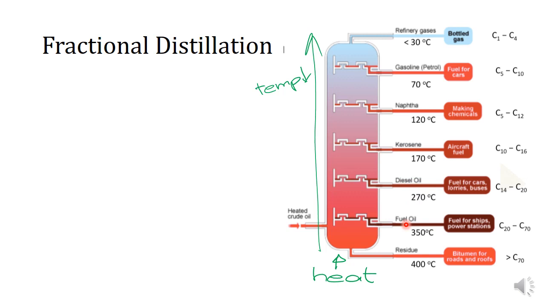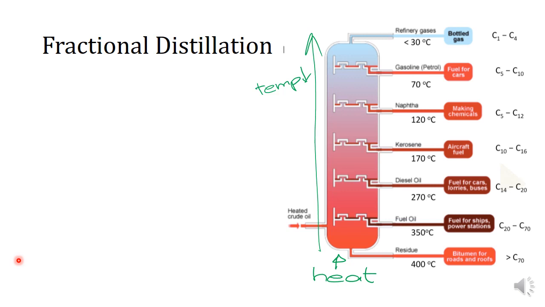Diesel, which you can get just from your local servo, is used as fuel for cars and buses and lorries, like trucks. Fuel oil, which is even longer chain, between C20 and C70, is fuel for ships and power stations. And then there's a bunch of stuff that is going to stay liquid pretty much no matter what, and that's bitumen for roads. The black tarry stuff that you put with the rocks to make asphalt, that's bitumen.